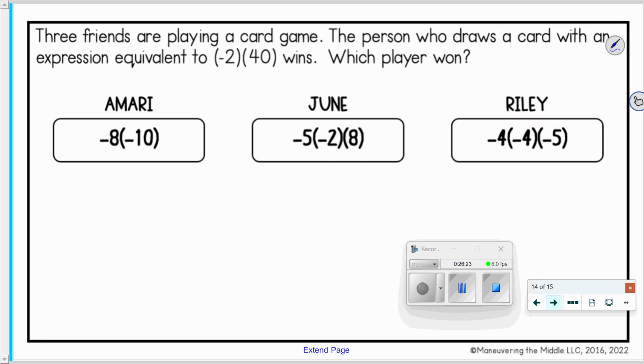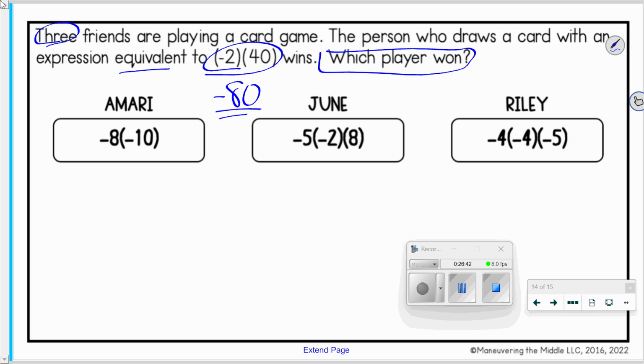Last one. 3 friends are playing a card game. The person who draws a card with an expression equivalent to -2 times 40 wins. Which player won? So first thing you have to do is figure out what number they're shooting for. -2 times 40, so I just ignore the signs. 2 times 40 gives me 80. Negative times positive is a negative. So that's what I'm looking for.